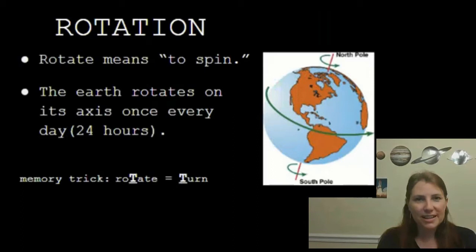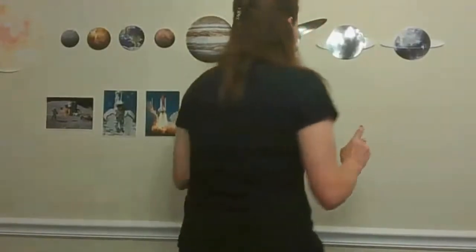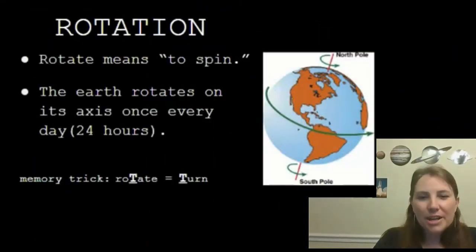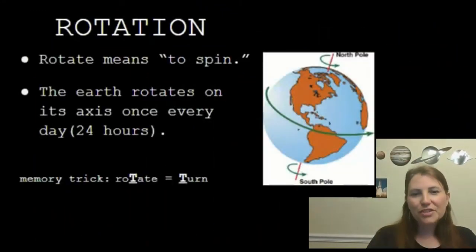So let's practice that, let's rotate. Stand up with me, even if you're sitting, stand up, I'm going to do it too. And let's stand and spin around one time. You ready? We're gonna rotate. Perfect, you just rotated.